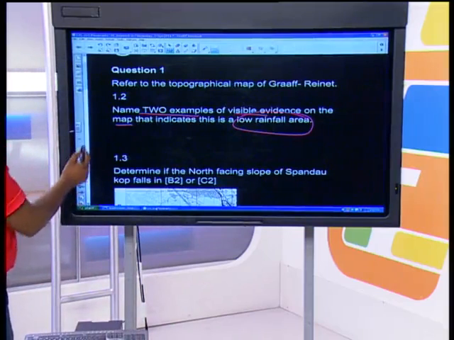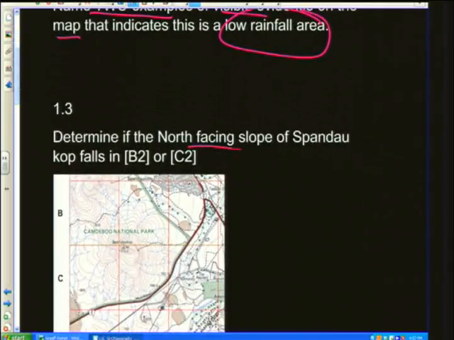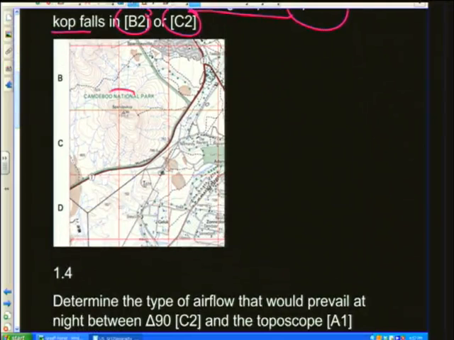The next question. Determine the north-facing slope of Spandau Kop in blocks B2 and C2. As we've discussed previously, you should note that this area here is your north-facing slope, and this particular area is your south-facing slope.